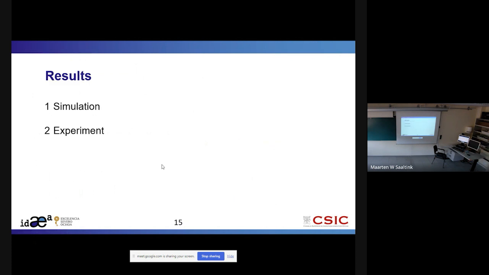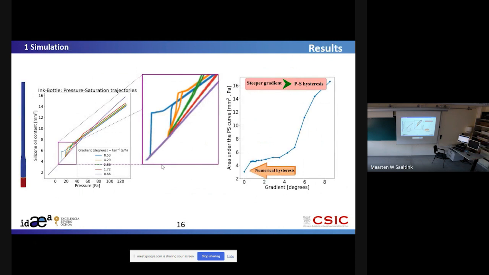All right, so now that we discussed the methodologies, let's look at the research section. This is divided into simulation and experimental. For the simulation, we see here 1, 2, 3, 4, 5 different tubes, so we ran simulations in 5 different tubes with 5 different cross-section gradients. We plot pressure over silicon oil content, which is the volume of fluid that is in the tube, and we saw how it evolves with varying pressure.